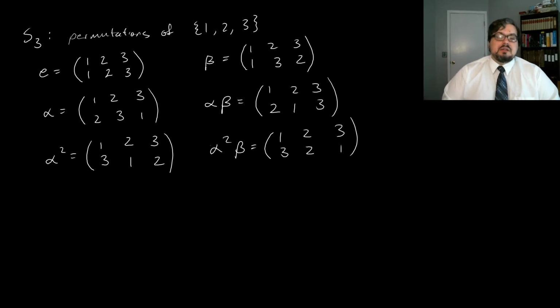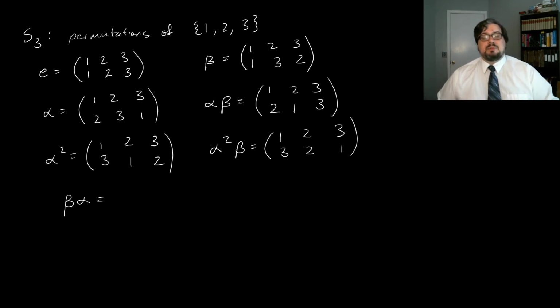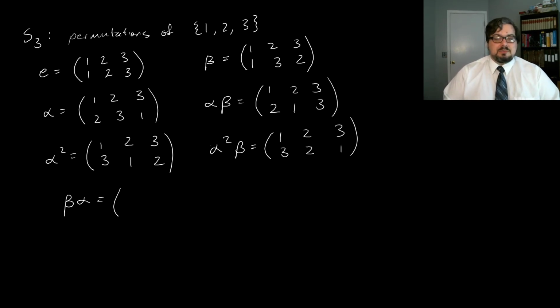However, let's check out the product beta times alpha. You notice that beta times alpha doesn't show up in our list here. We've got e, alpha, alpha squared, beta, alpha beta, alpha squared beta. And so there are lots of products of these things that we haven't listed out. However, because S3 only has 6 elements, the product beta times alpha must be one of these 6 elements. So let's compute it.